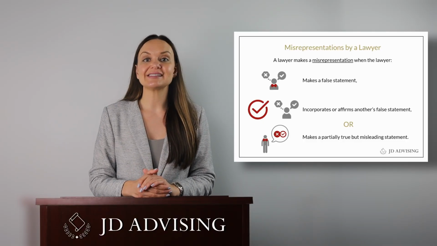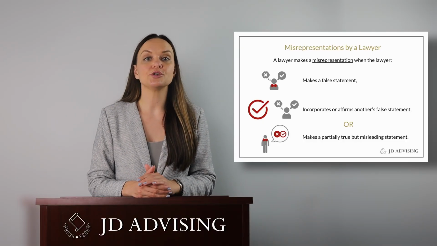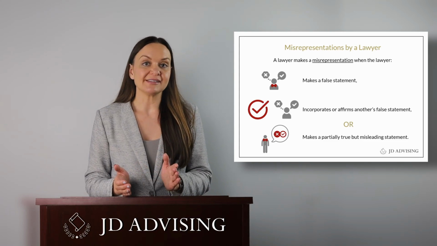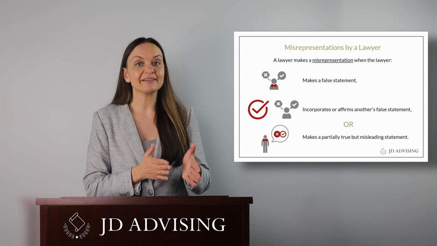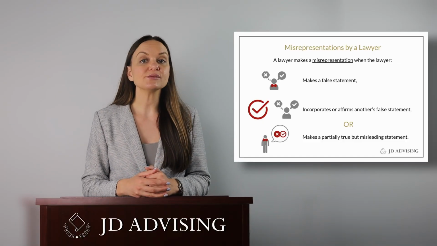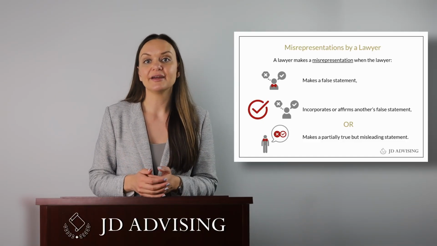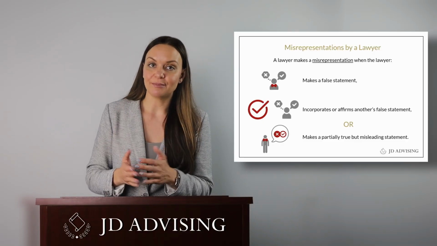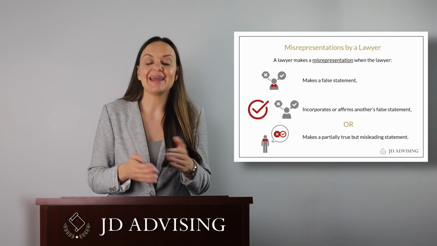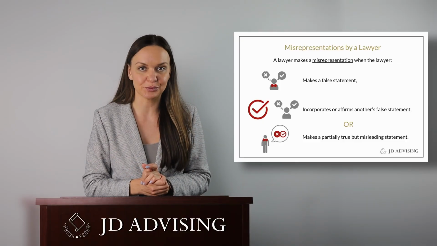Additionally, the rule states that we shouldn't allow our client to use us to commit a crime or fraud. So, for instance, if you know that your client is failing to disclose something and that failure to disclose something amounts to a crime or a fraud, then you have to speak up. Because again, failing to do so is lying by omission and is therefore a violation of this rule.